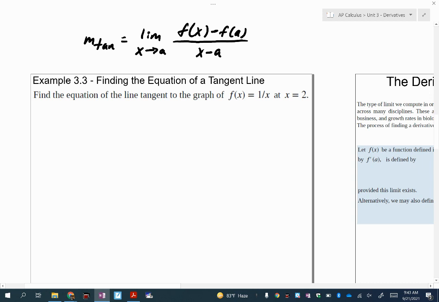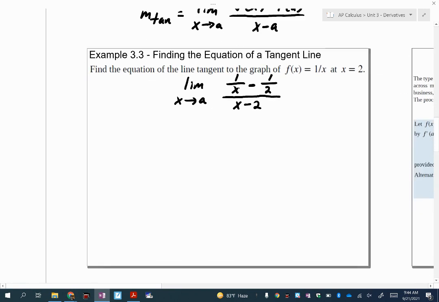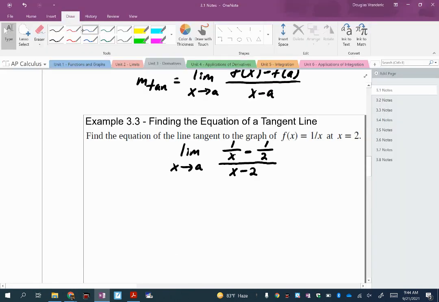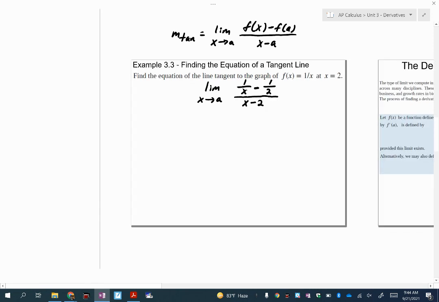Okay, so here we go. Let's find it. So the limit as x approaches a of 1 over x minus, and if I plug in 2 where it says x, because I'm doing f of 2, that's going to be 1 over 2 or 1/2, over x minus 2. Remember to think opposite here. Again, I'm going to do a little side work. You can do it below or to the side, wherever you have room.